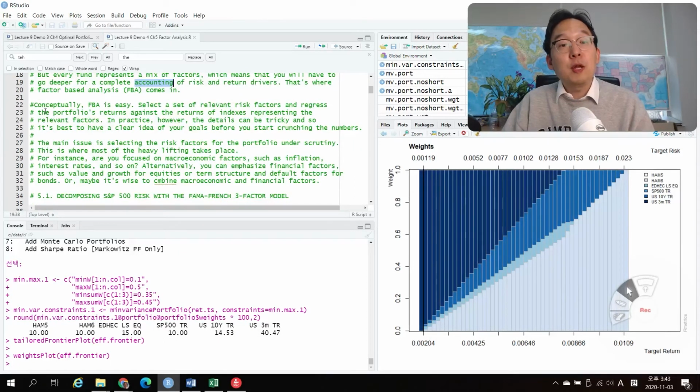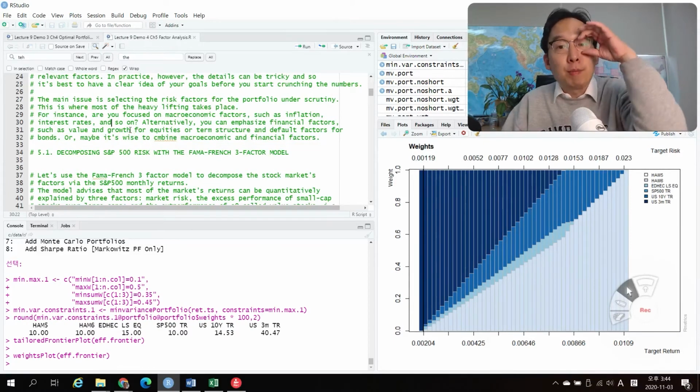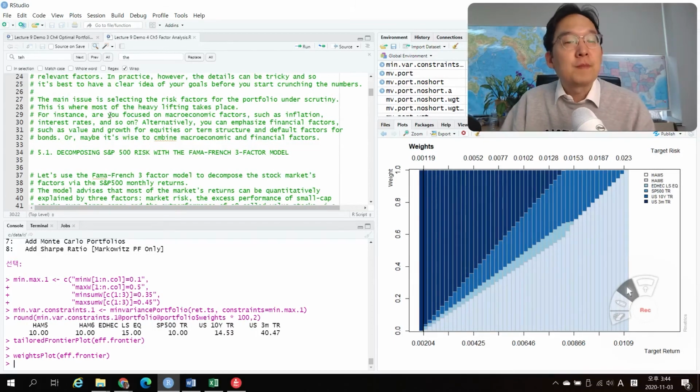And conceptually, factor-based analysis is easy. Select a set of relevant risk factors and regress the portfolio's returns against the returns of indexes representing the relevant factors. In practice, however, the details can be tricky, and so it's best to have a clear idea of your goal before you start crunching the numbers. The main issue is selecting the risk factors for the portfolio under scrutiny. This is where most of the heavy lifting takes place.